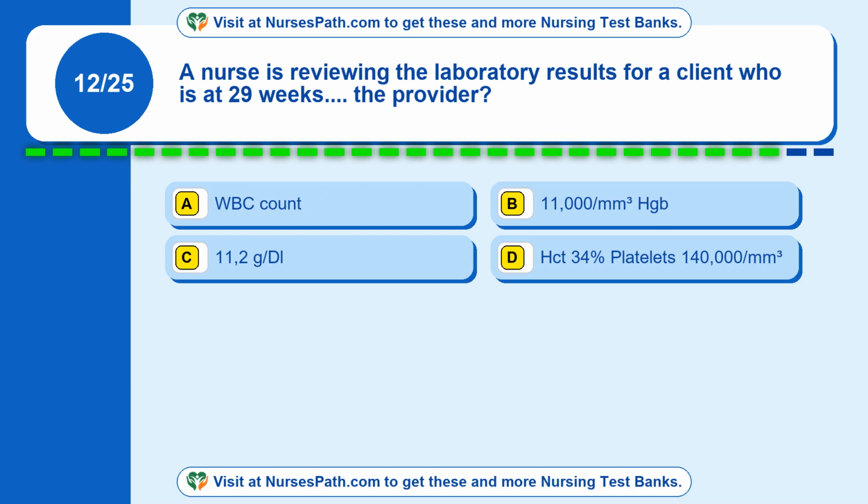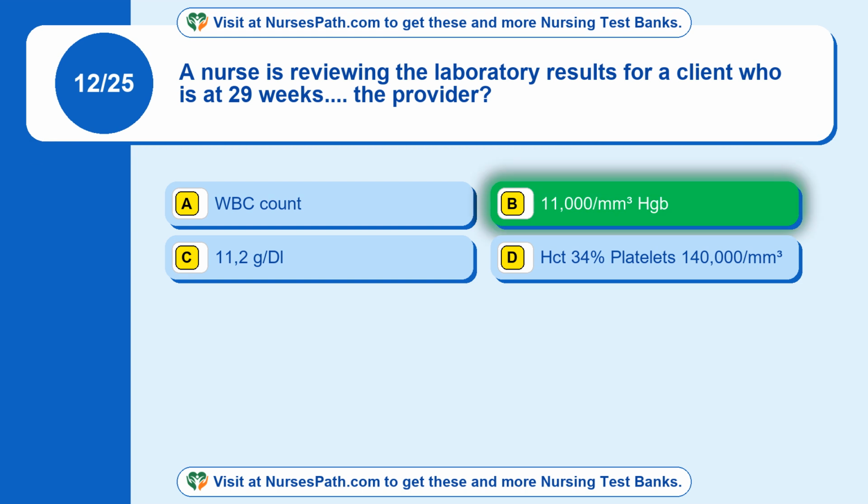Question 12. A nurse is reviewing the laboratory results for a client who is at 29 weeks of gestation. Which of the following findings should the nurse report to the provider? Option A. WBC count. Option B. 11,000/mm³ hemoglobin. Option C. 11.2 g/dL. Option D. HCT 34%, platelets 140,000/mm³. The correct answer is option B.